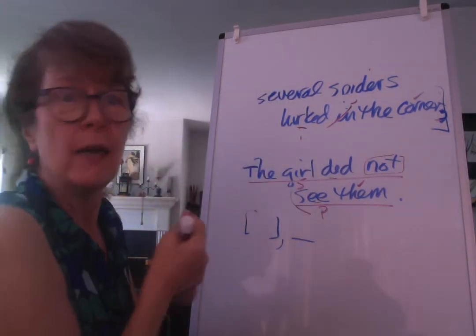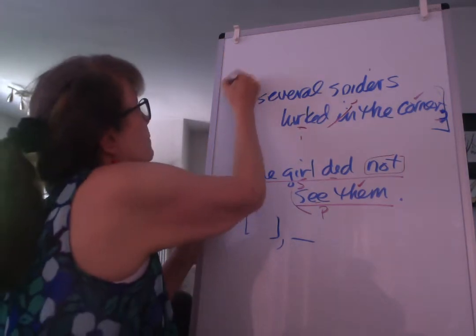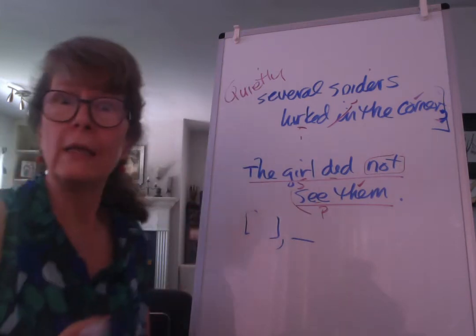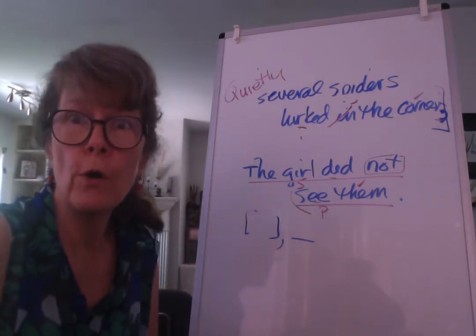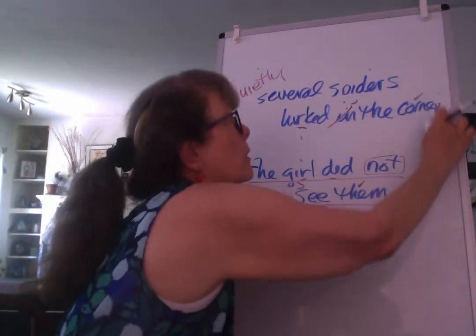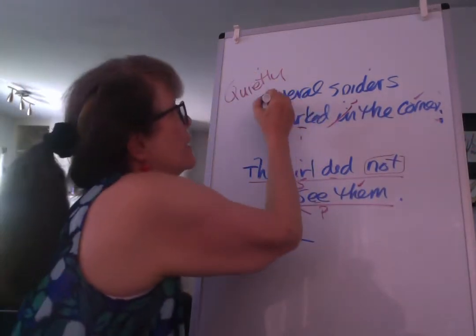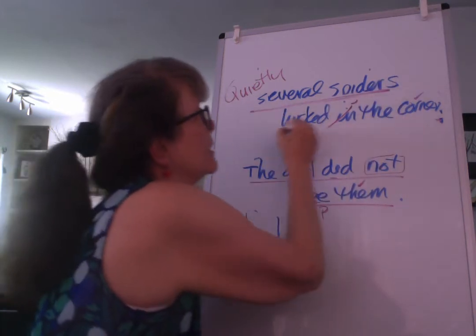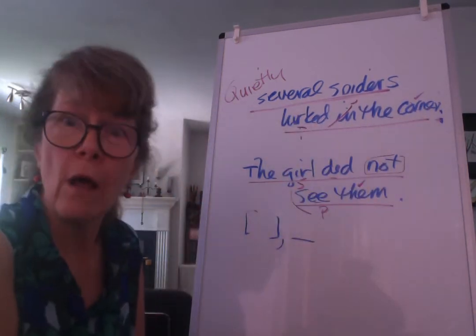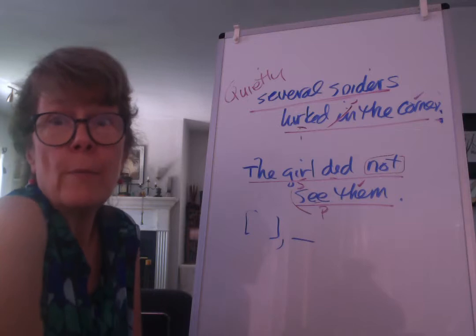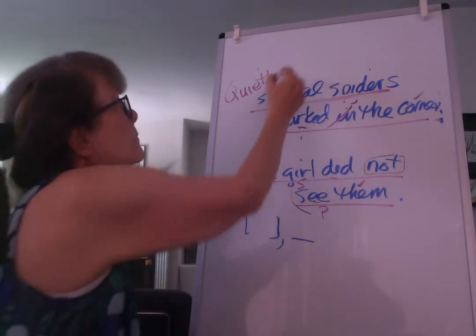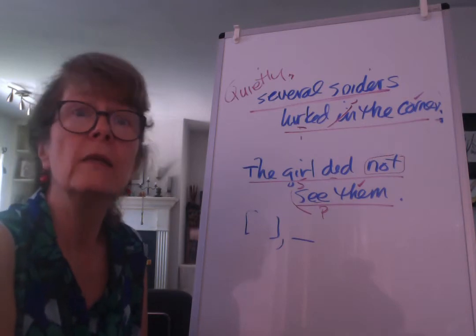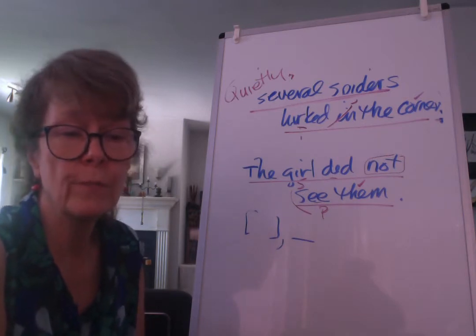What if I said, quietly, several spiders lurked in the corner. Adding this word to this main clause does not change it into a subordinate clause. It's still a main clause. Quietly is an introductory structure, so we put a comma after it. Quietly, several spiders lurked in the corner.